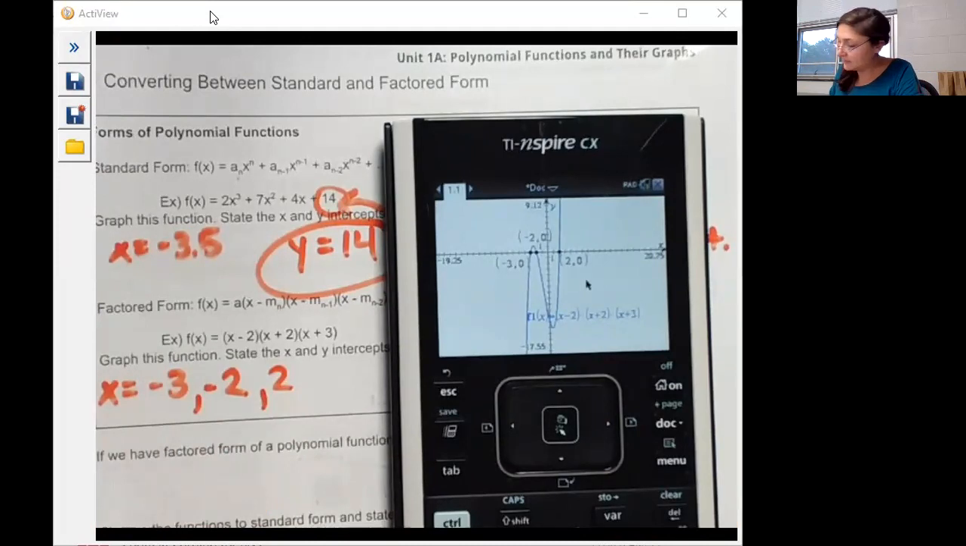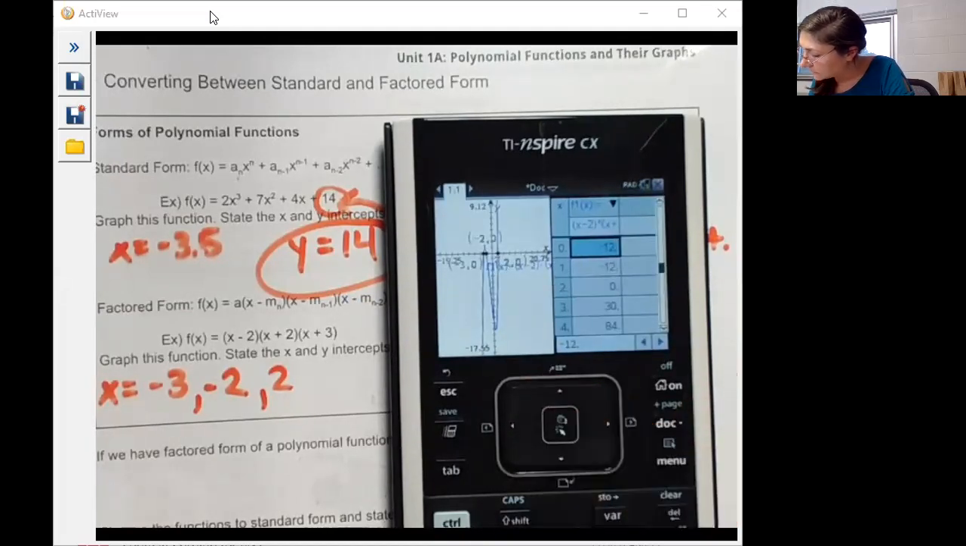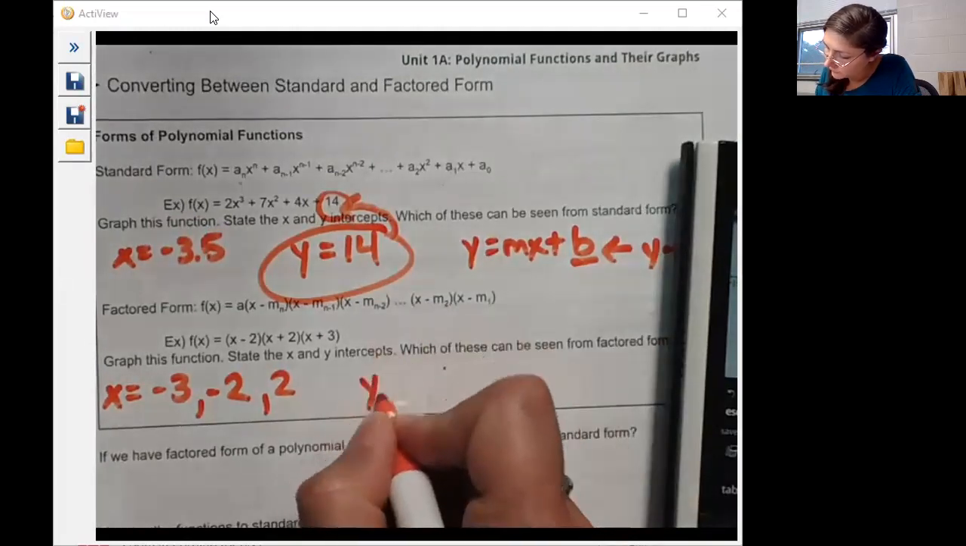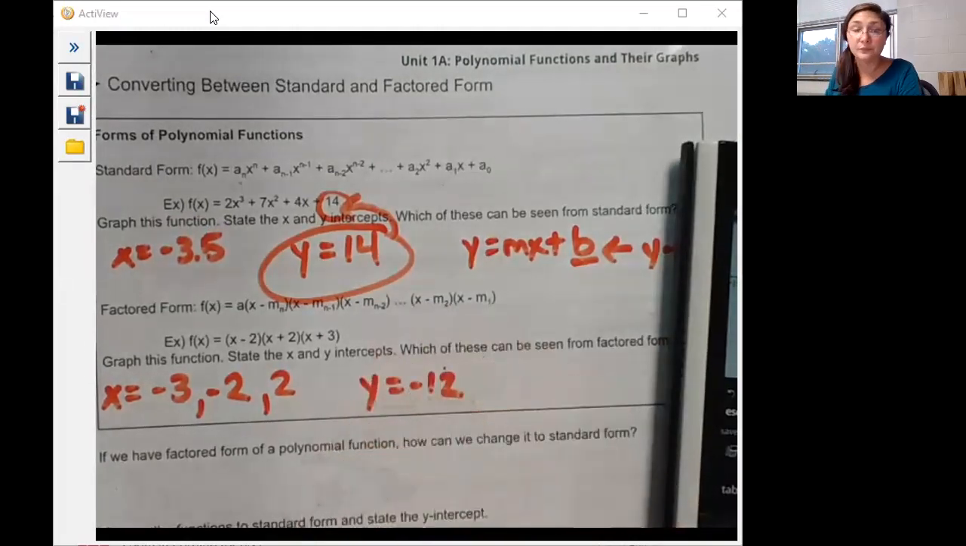Our y-intercept for this graph, I'm going to find using my table again. So Control T to bring up that table, and then scroll up. When x is 0, y is -12. So my y-intercept is -12.